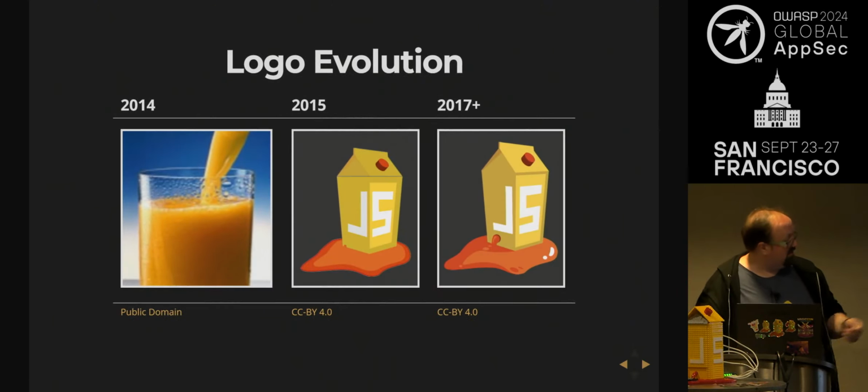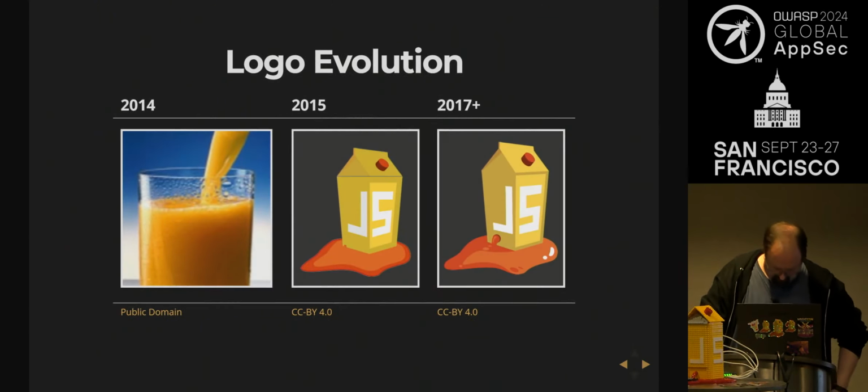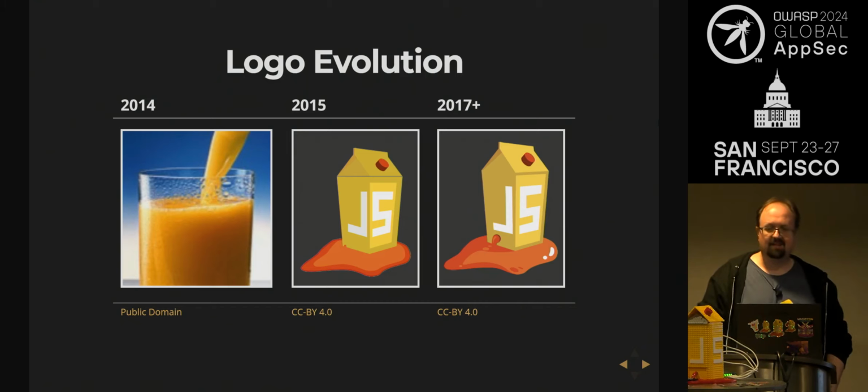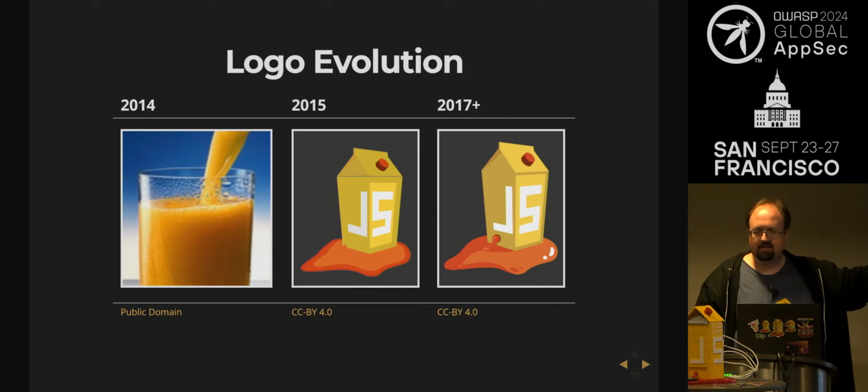Talking about logos, the original Juice Shop had this nice public domain image as a logo, or as a favicon, which I think is one of the first you still get when you Google for juice, right? I think it's in Wikipedia under orange juice. This is one of the pictures.